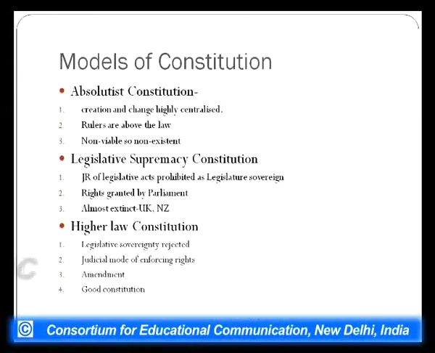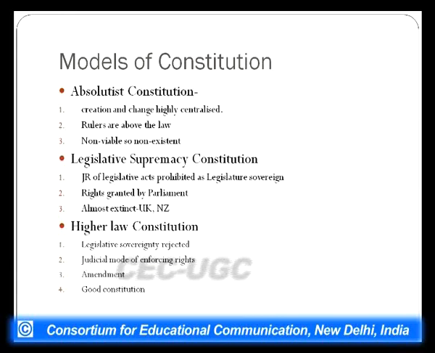Okay. The higher law constitution rejects legislative supremacy. It says that it is not the legislature which is supreme, and that is when we have the legislature and judiciary fighting for one-upmanship. The judiciary says that because it can indulge in judicial review, it is the judiciary which is supreme, and the legislature says that it is only the legislative acts which give existence to the executive and judiciary, and therefore it is supreme. And this is the common conflict in a higher law constitution.